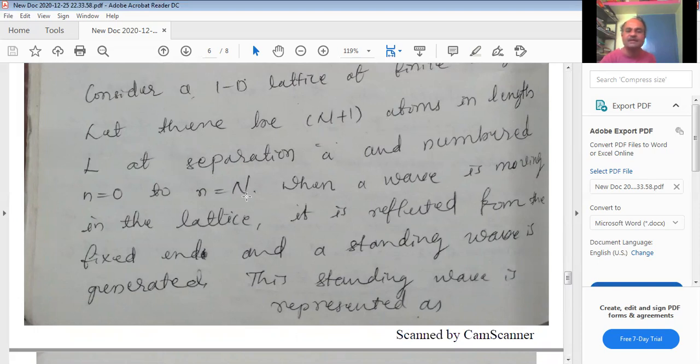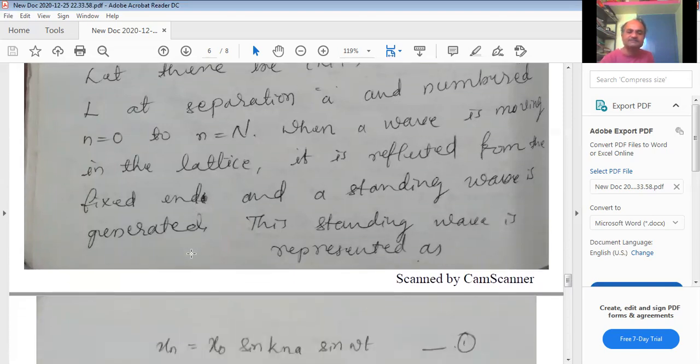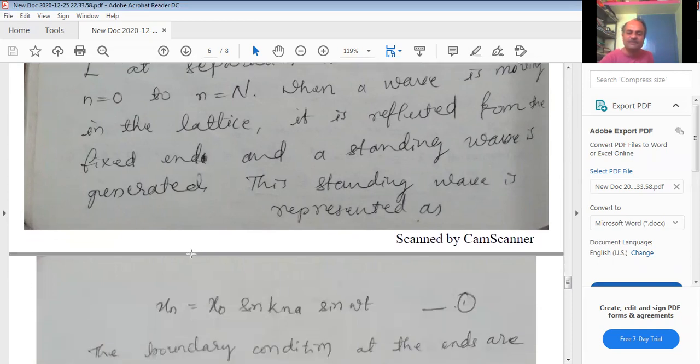When a wave is moving in the lattice, it is reflected from the fixed end, and a standing wave is generated, because this chain is bound at both the ends. Therefore, vibrations are not there at both the ends. Therefore, the wave gets reflected back. So the standing wave formation is there.